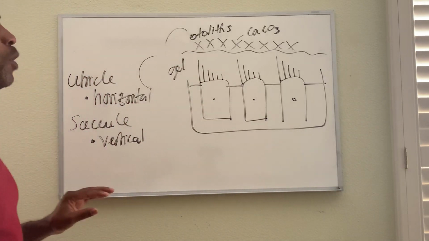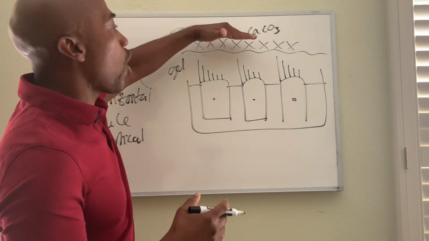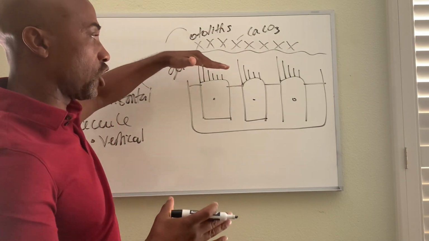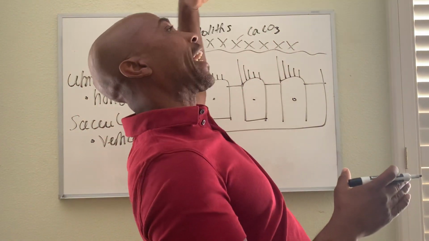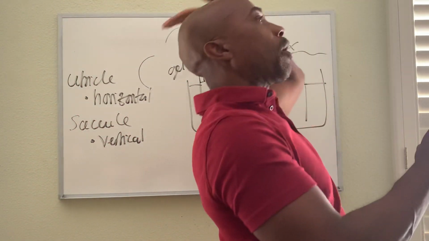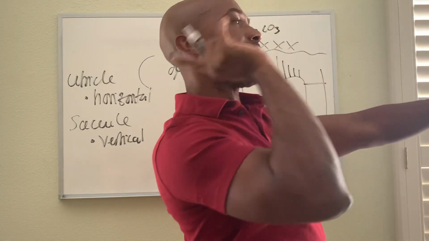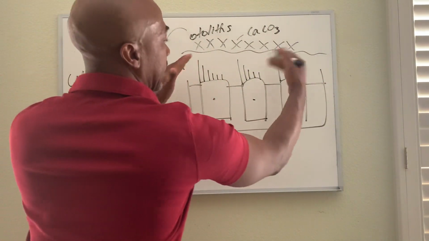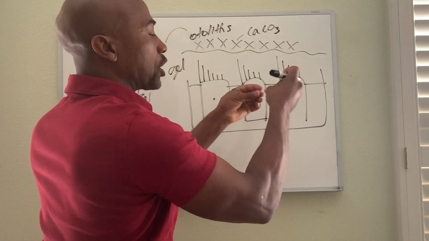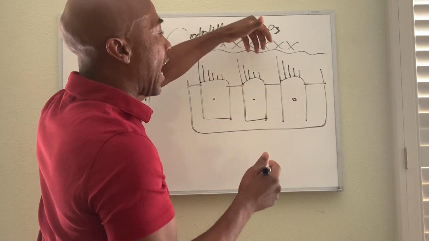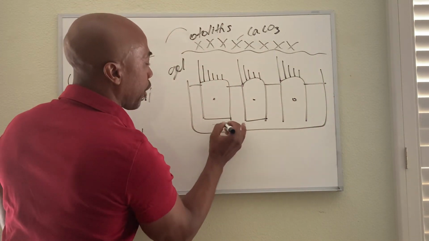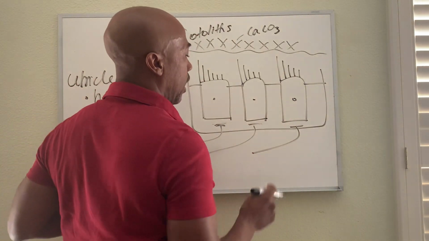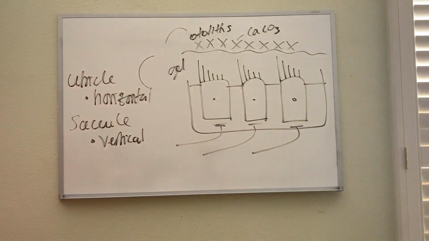And so when you move the head like this, as you move the head, the rocks will weigh down on the gel to drag the cilia. So if you're moving this way, they will drag this way. And if you're going this way, they drag that way. And the idea is once you bend the cilia, again, it opens up channels to let ions flow in to then trigger action potentials in the associated sensory neurons. So let's see how that works.